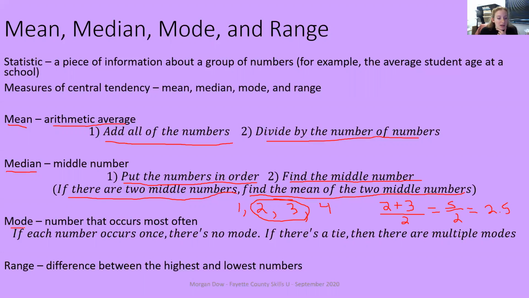All right, and then finally we have mode. Mode is the number that occurs most often. So mode shows up the most. If each number occurs once in your list, there's no mode. And if there's a tie, then you have multiple modes. Finally, the range. The range is just the difference between the highest and the lowest numbers. So you figure out what's the highest number on my list, what's the lowest number on my list, and then you subtract.